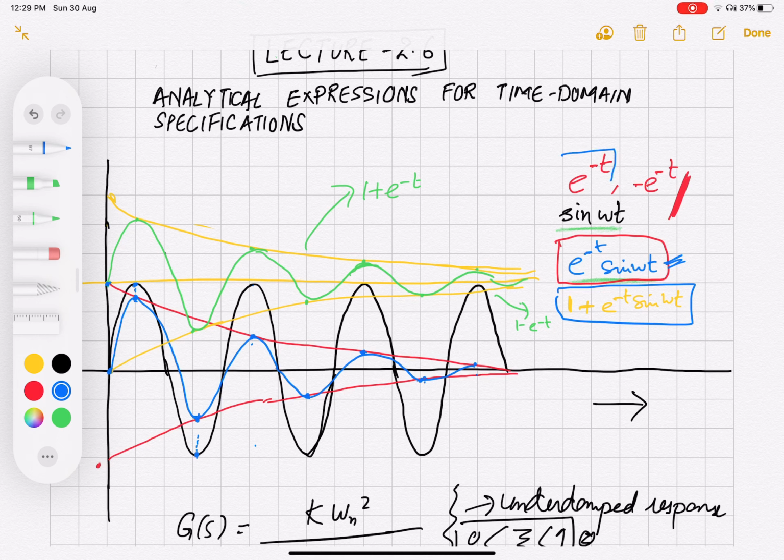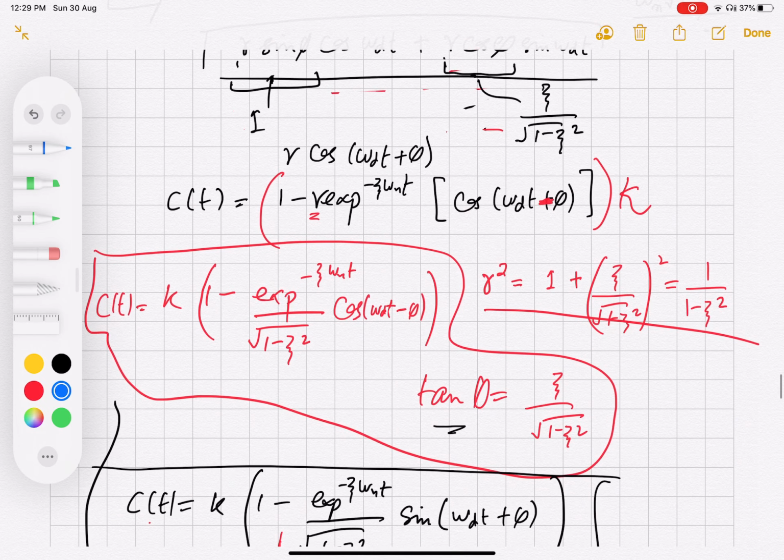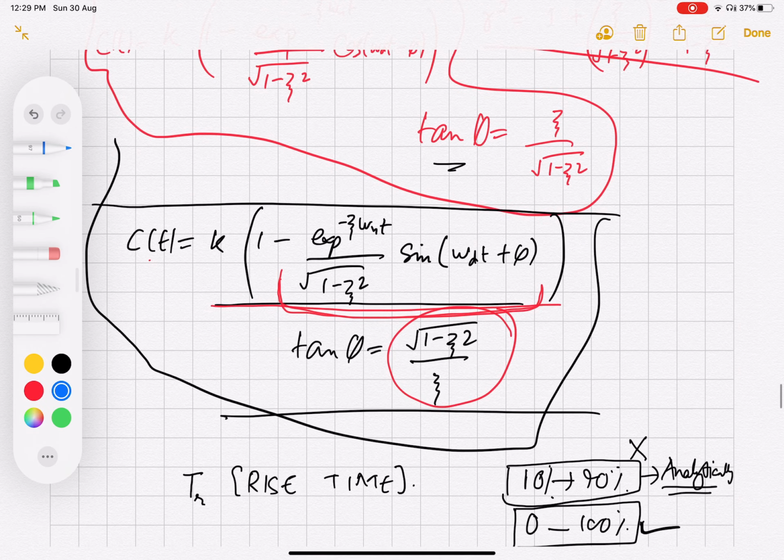Envelope was e to the power minus t and minus e to the power minus t. Now my waveform, which is 1 plus e to the power minus t sin omega t, is between two envelopes. The envelope is 1 plus e to the power minus t, the yellow one here, and the other envelope is 1 minus e to the power minus t, the other yellow one here. So basically, why I did this was to tell you that in the expression for the underdamped response that we obtain here, we can actually see the envelopes between which the oscillations take place, right?